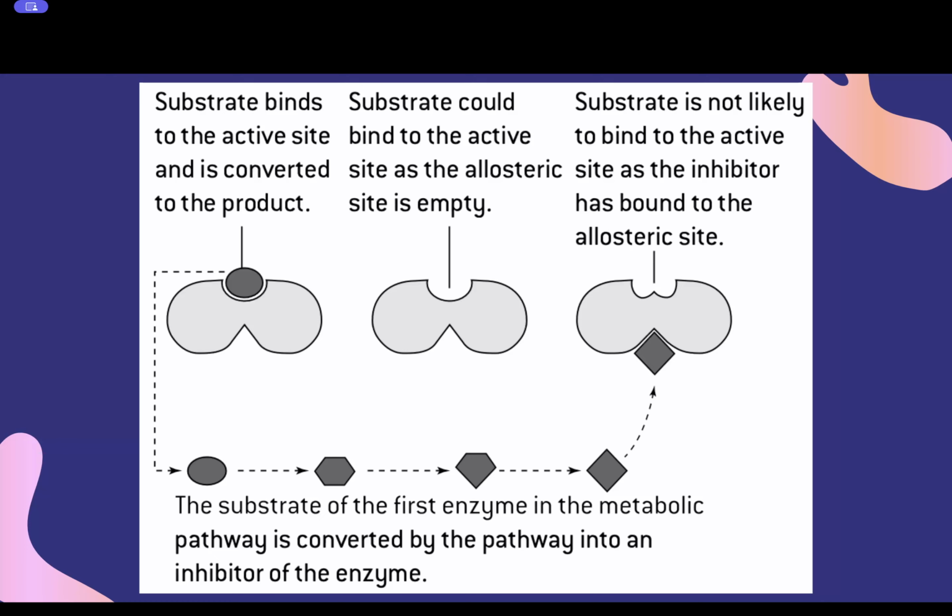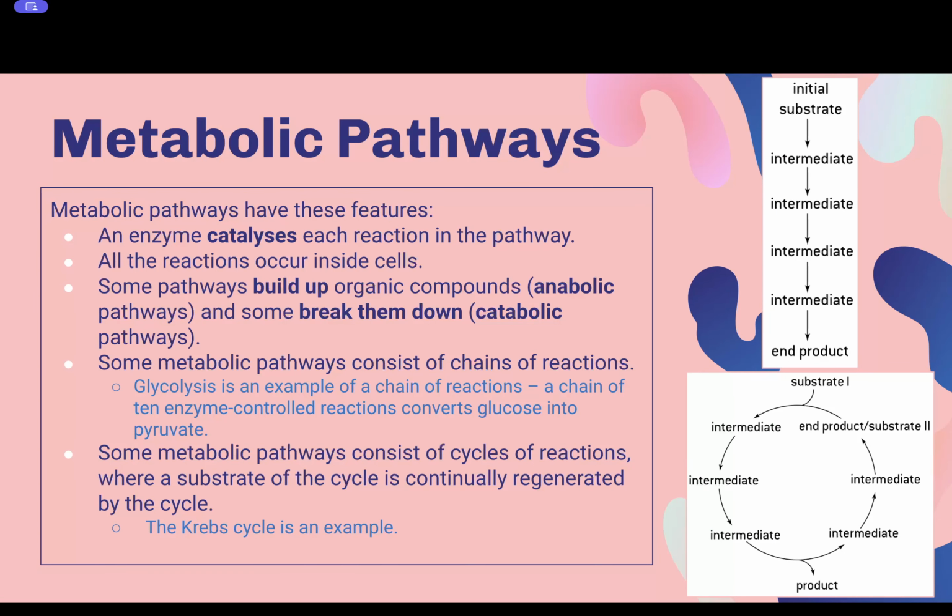So one important thing to note about end product inhibition is that it doesn't stop the metabolic pathway at any of the intermediates. It stops the pathway right at the initial substrate, so you'll just have more of the initial substrate. You won't have any of the intermediates created at that point.